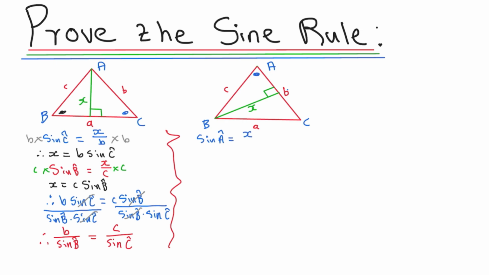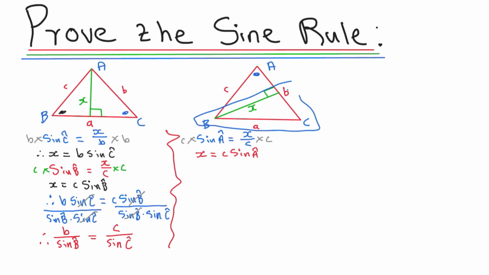My x, which is my opposite, over the hypotenuse, which is c. And then remember, you multiply both sides by c, and you'll have x is equal to c sine A. And then you go to the other side as well.